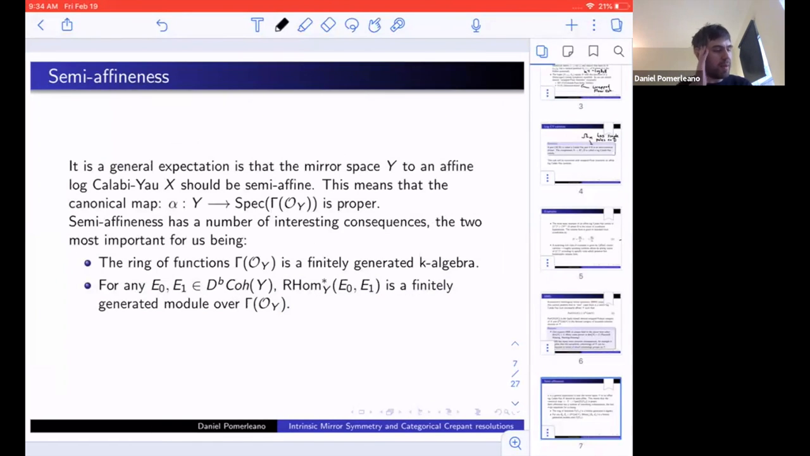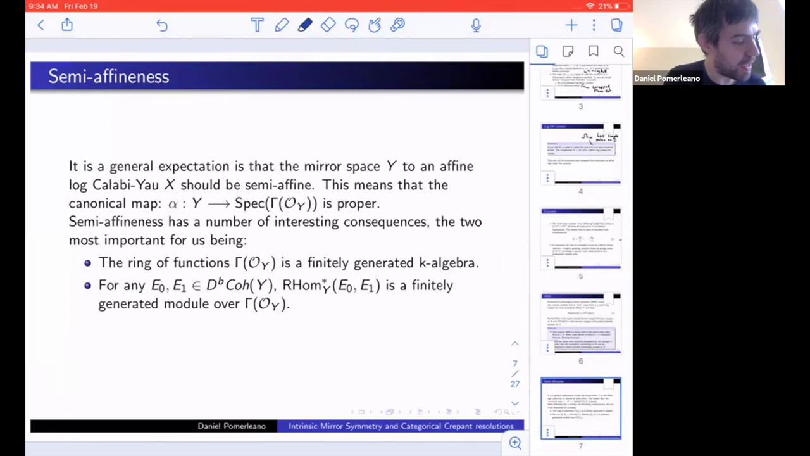So one of the main properties or expectations of this mirror space that's relevant for my talk is that we expect Y to be not just an arbitrary log Calabi-Yau variety, but it should have a certain property: it's not affine, but it's semi-affine.